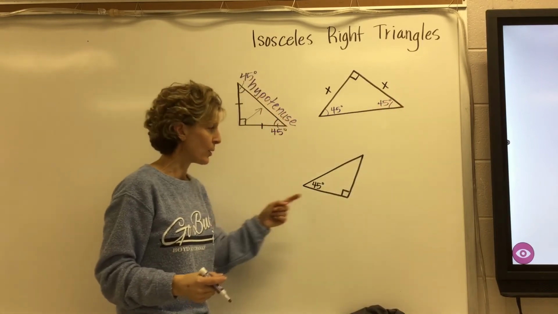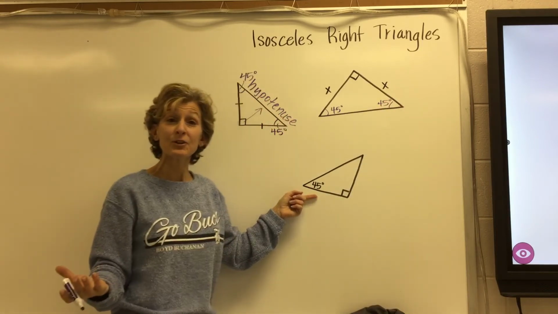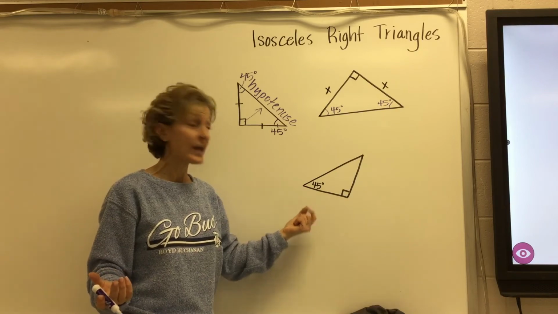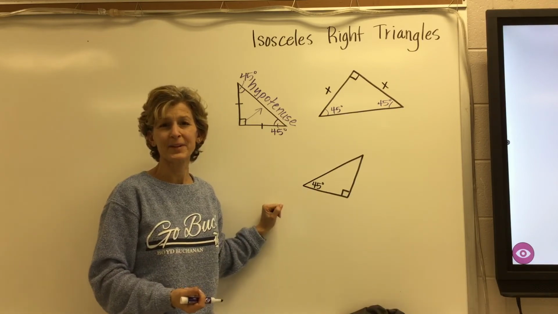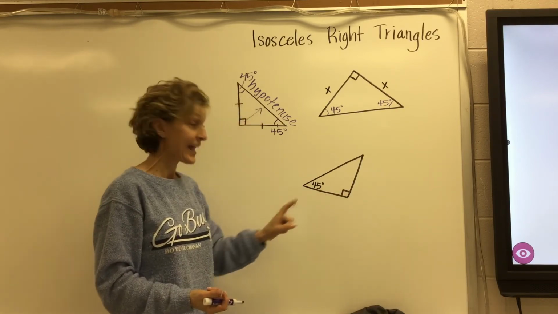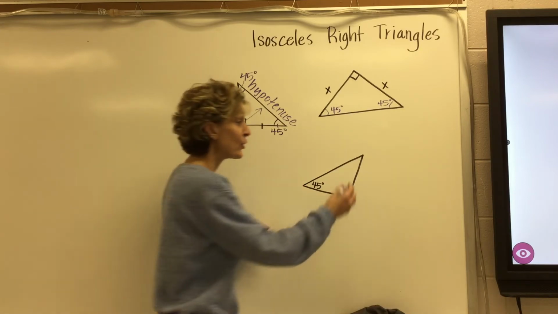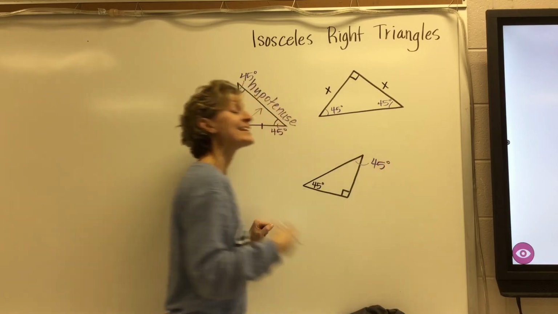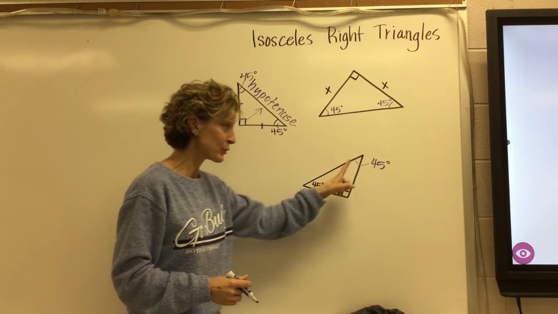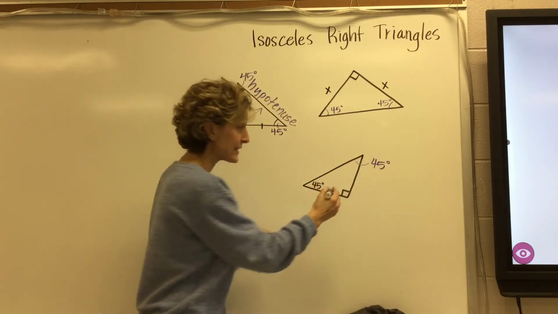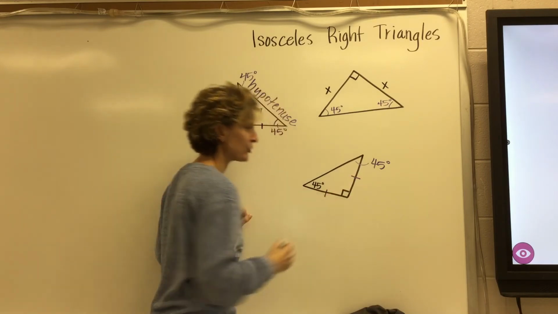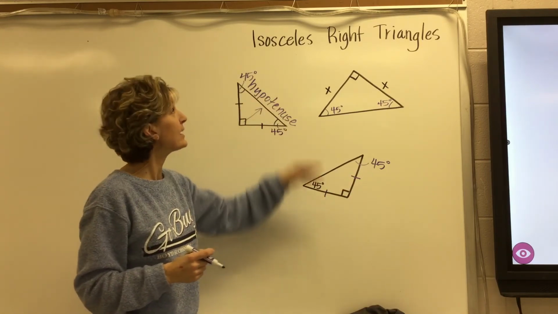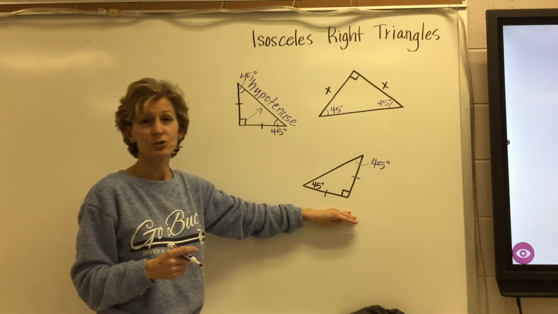Okay? One more. All I have to give you is the right angle symbol and one number there. Because if that's 90 and that's 45, the only option for this is 45. And if a triangle has two congruent angles, the sides opposite are also congruent. So that will be an isosceles right triangle.